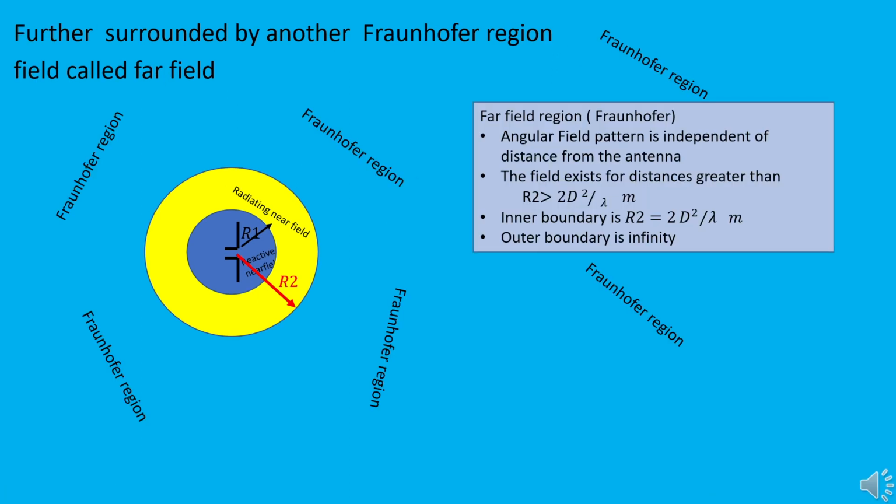So it is further surrounded by another region called Fraunhofer region or far field. The angular field pattern is independent of the distance from the antenna. The field exists for distances greater than R2, that is the radial distance, and it can be measured as 2D²/λ meters. So the inner boundary is governed by the radial distance R2, which is equal to 2D²/λ, and the outer boundary is infinity.